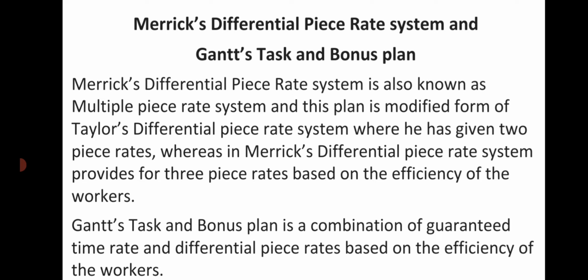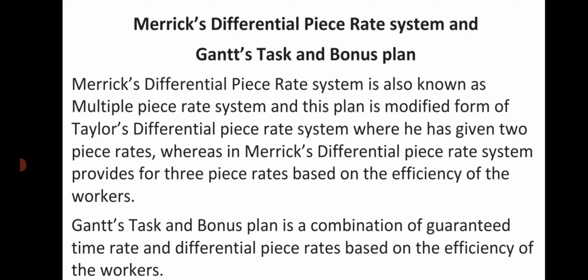Merrick's differential piece rate is also known as multiple piece rate, and this plan is a modified form of Taylor's differential piece rate system, where he has given two piece rates. Taylor has given two piece rates, whereas Merrick has given a three differential piece rate system, which provides three piece rates based on the efficiency of the workers. It is an improvement over Taylor's plan. Merrick has provided multiple, meaning three, piece rates based on the efficiency of the worker.